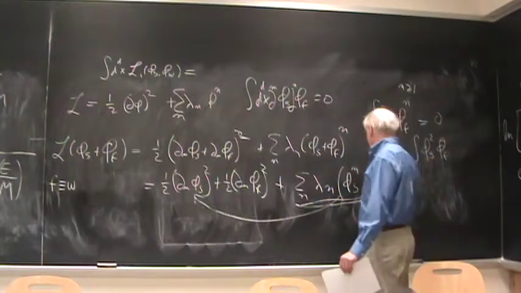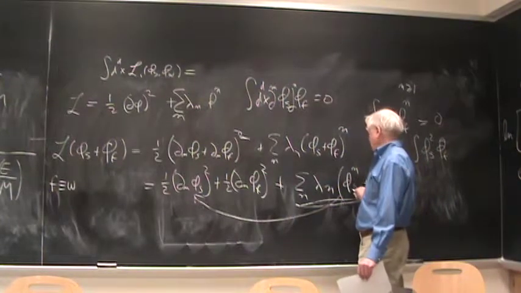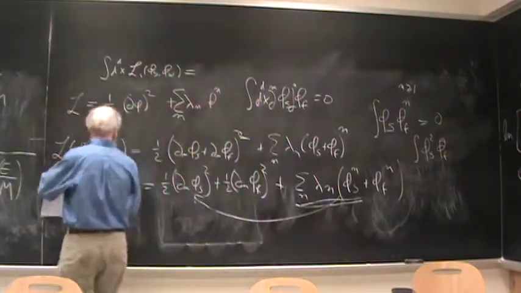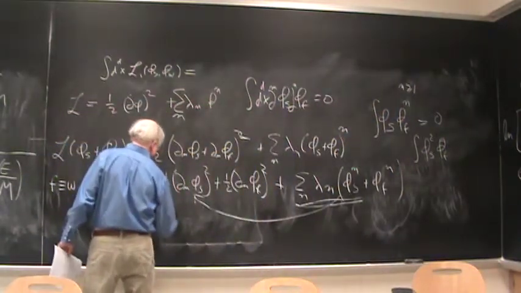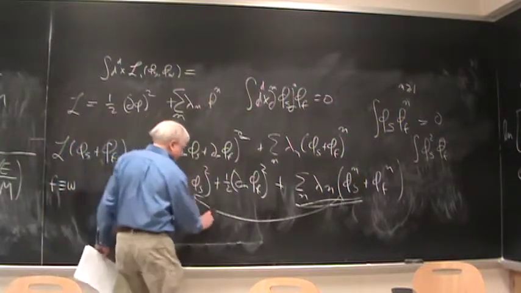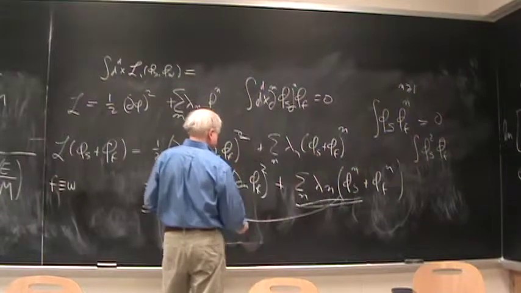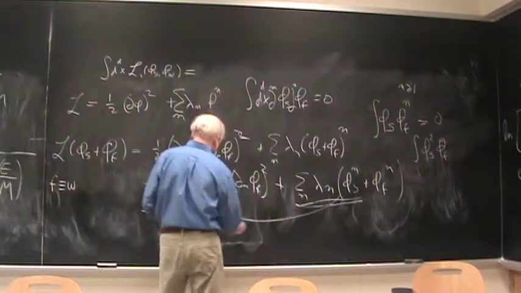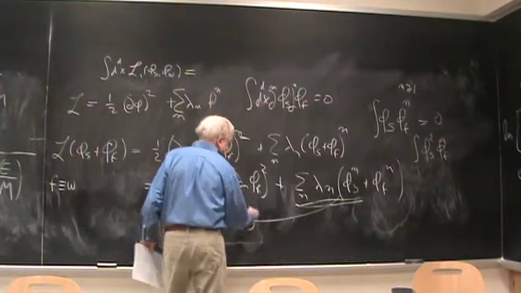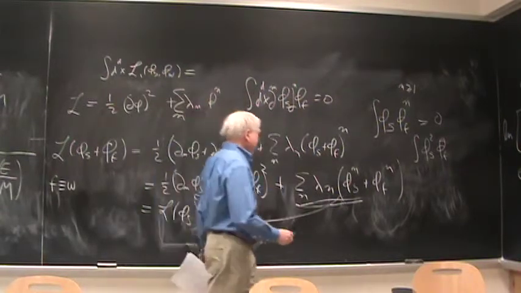In any event, these are going to combine to recreate L of phi slow, plus other complicated terms. There's going to be one term that's L of phi fast, and then there are going to be all sorts of other terms.